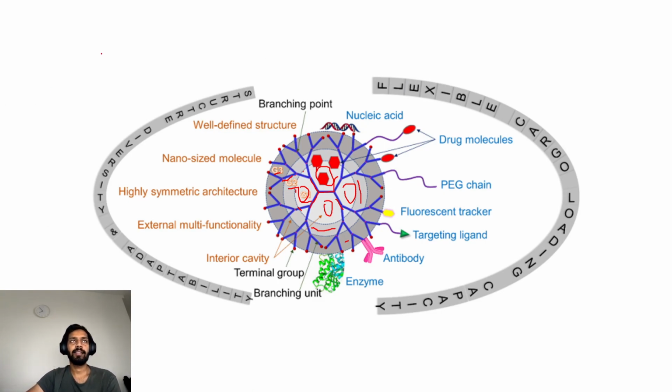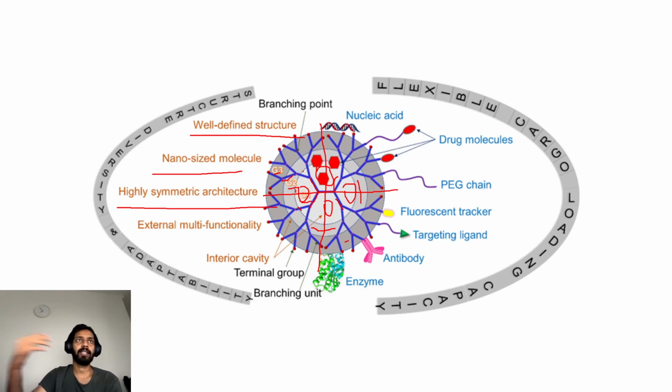And there are several key features of dendrimers. They're very well defined structures, nano-sized molecules. They're highly symmetric in architecture: bilateral symmetry, quadrilateral symmetry. So this is also a line of symmetry, this is also a plane of symmetry, so on and so forth.